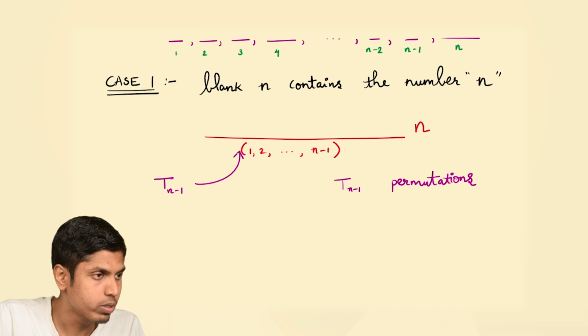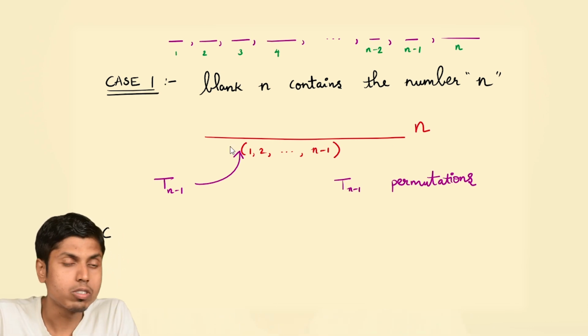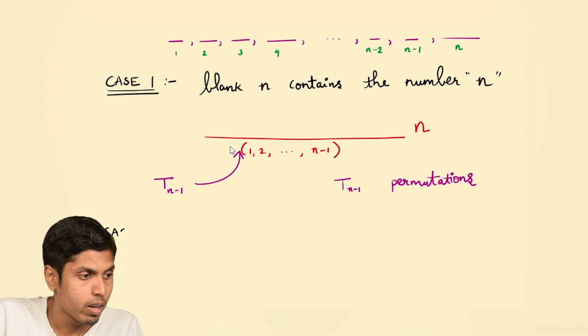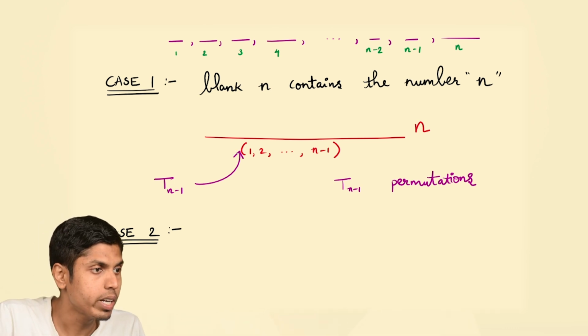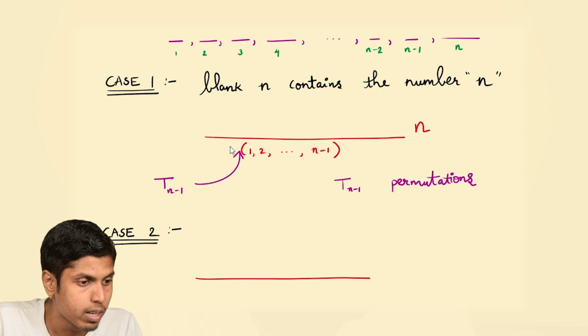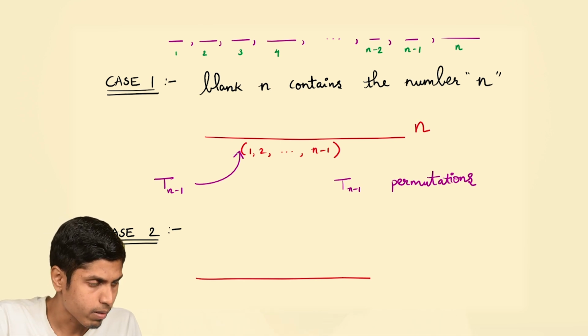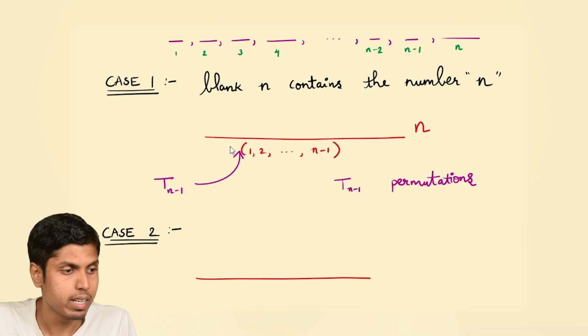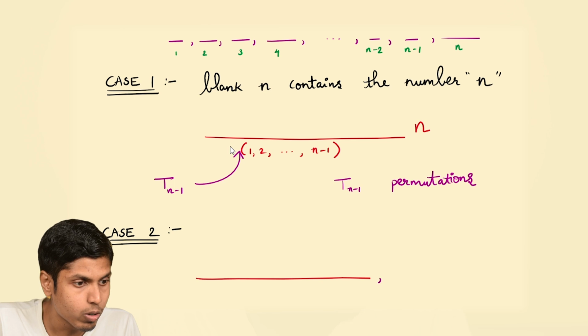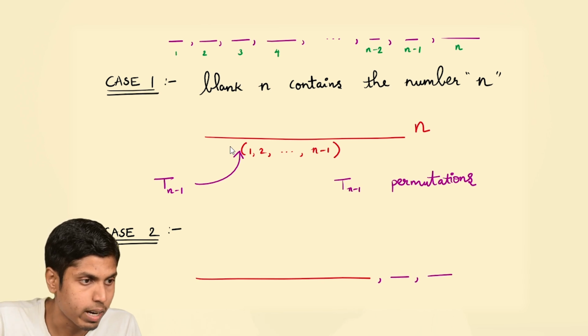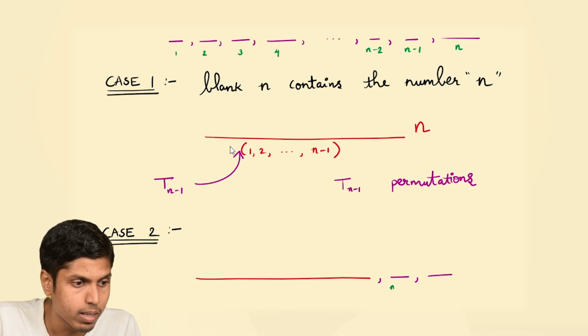Case 2 is, of course, blank n does not contain the number n. Alright, if blank n does not contain the number n, what could be the possible number in the last blank? First, let's contemplate that. Assume that we have n minus 2 blanks represented together as the big red line segment. And then you have the last 2 blanks, that is the n minus 1th blank and the nth blank.